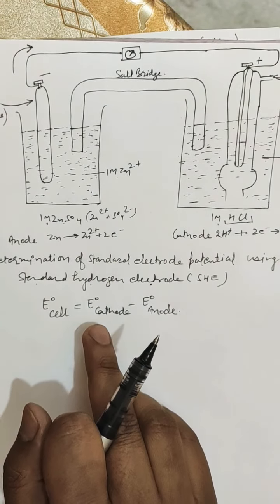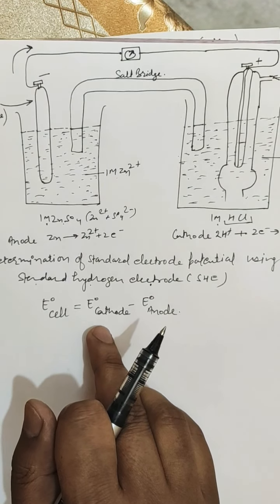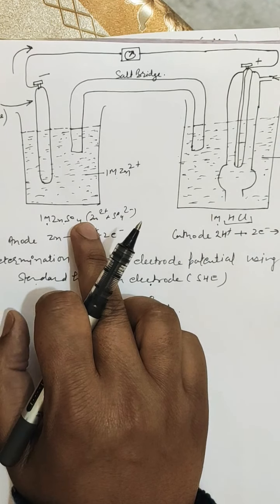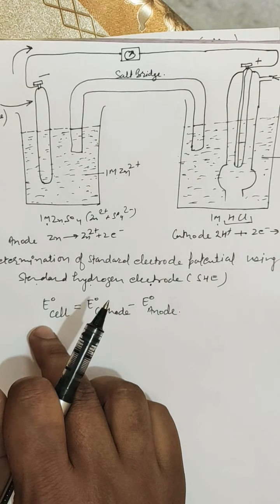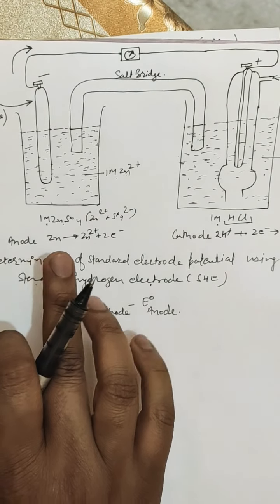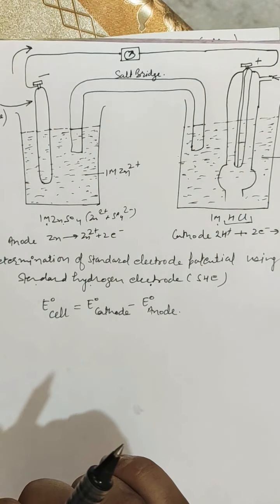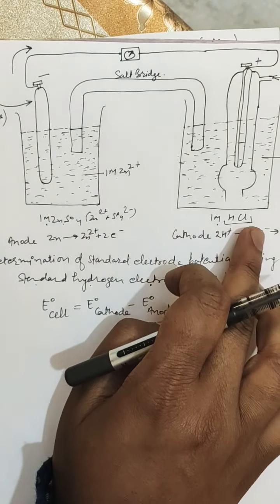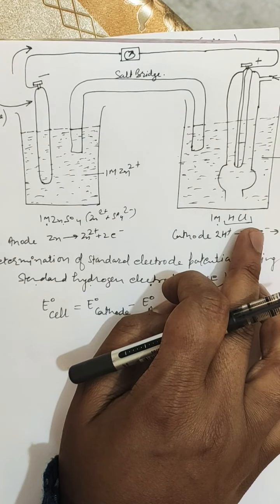Further, there is a standard electrode potential of the individual cathode and anode which form the electrochemical cell. So the standard electrode potential is not only confined to the electrochemical cell, it is also confined to the cathode and anode of that particular electrochemical cell.